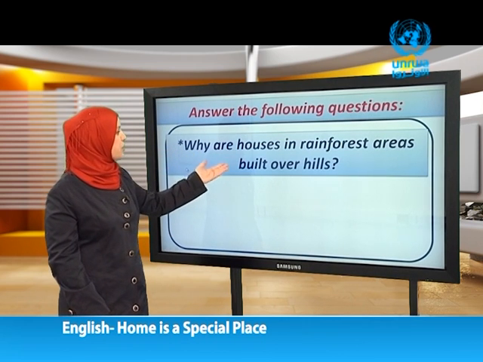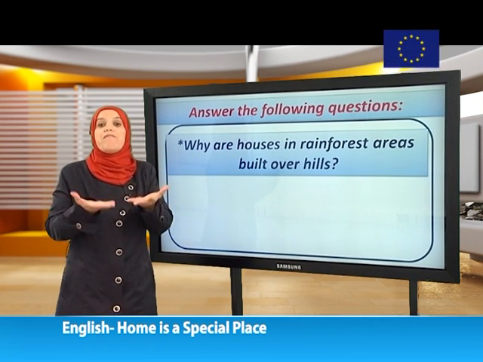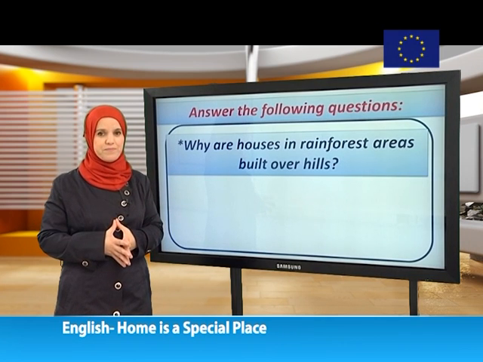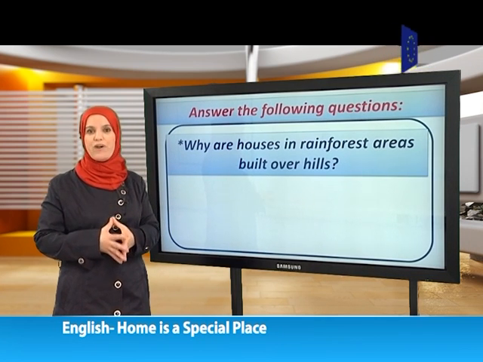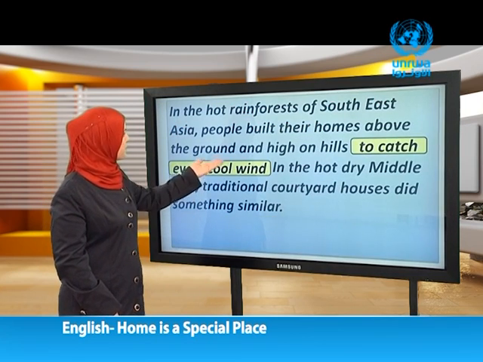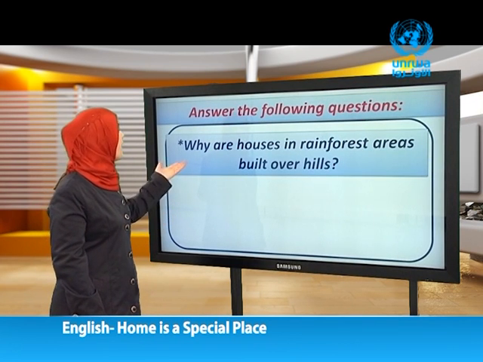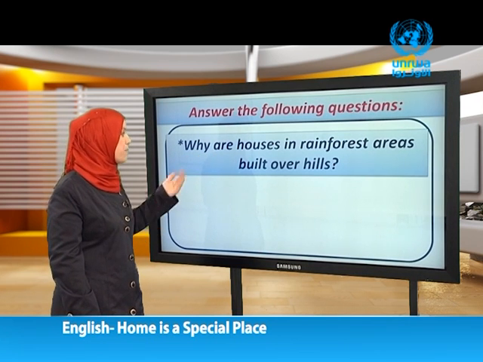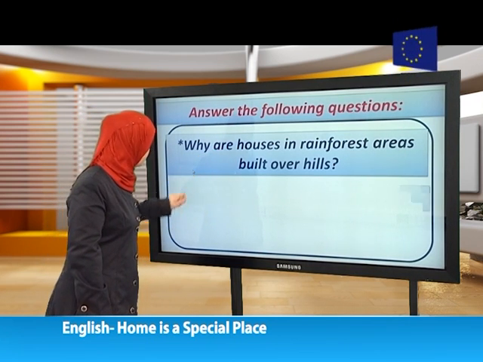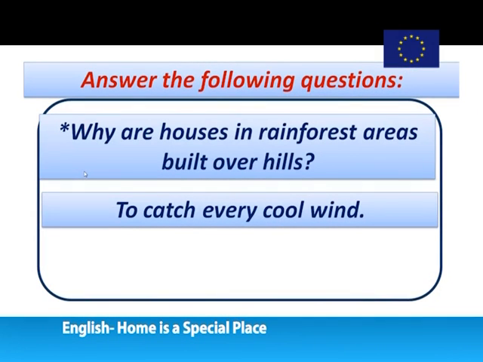And next question. Why are houses in rainforest areas built above hills? Let's go back to the paragraph and find the answer. In the hot rainforests of Southeast Asia, people built their homes above the ground and high on hills. Why? To catch every cool wind. This is the answer. This is the reason. Now let's answer the question. Why are houses in rainforest areas built over the hills? To catch every cool wind.